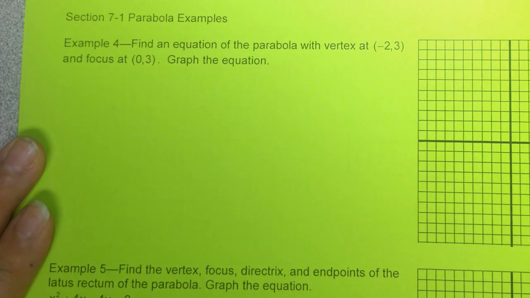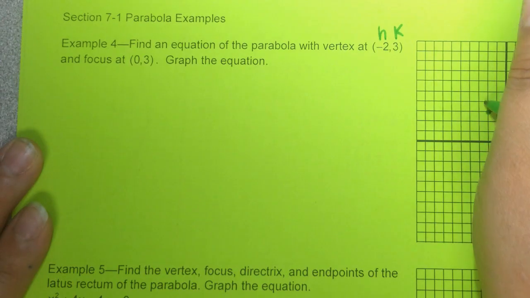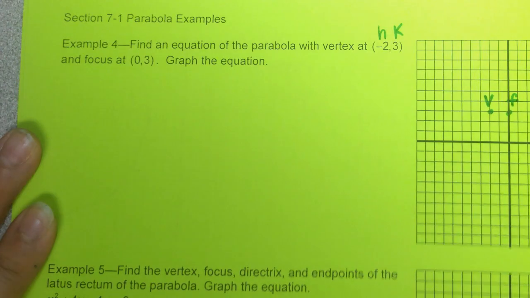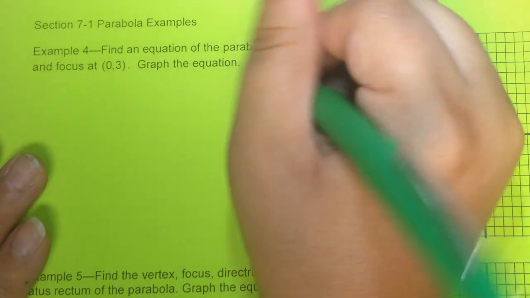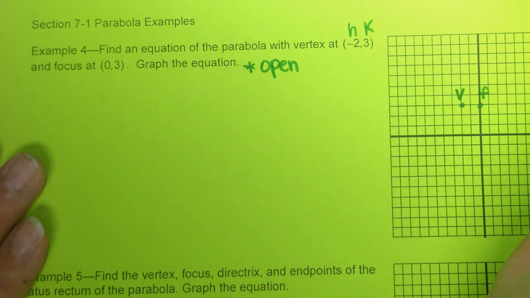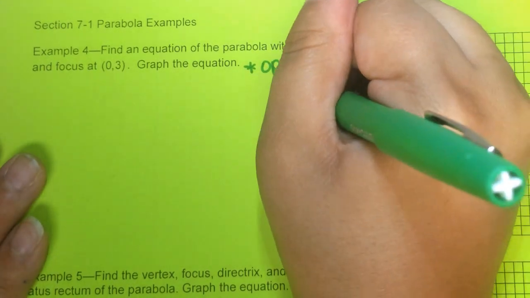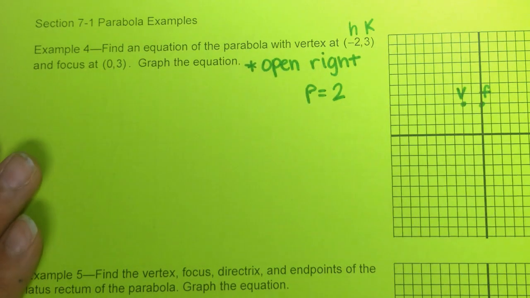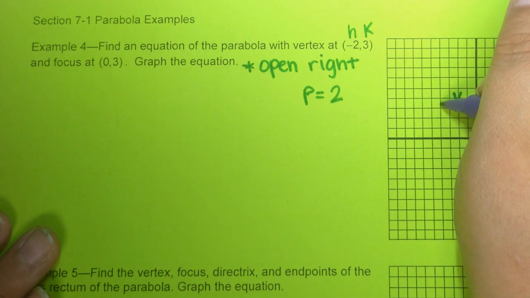All right, the parabola has a vertex of negative 2, 3. Hopefully you plotted that. And has a focus of 0, 3. What does that tell me? It's going to open to the, say that again? Not left, to the right. Does that make sense? Okay, it also tells me P is what? 2. So can I graph my directrix now? Yeah, which way am I going to go for my directrix? Left 2.